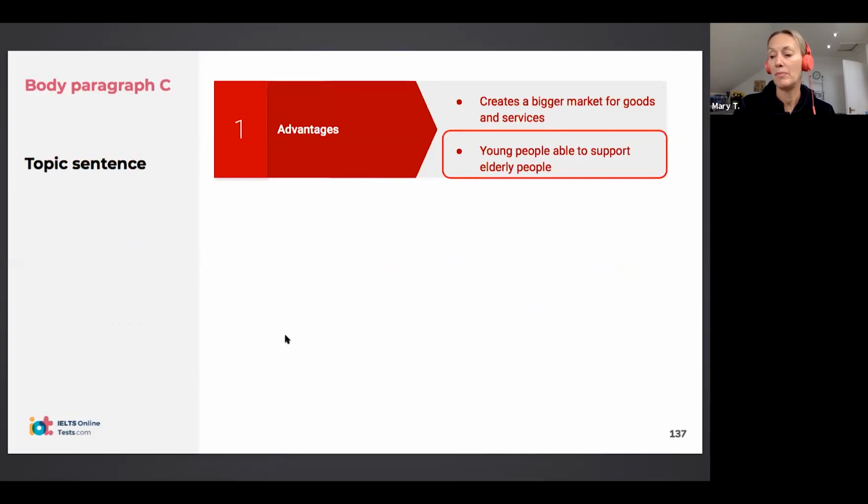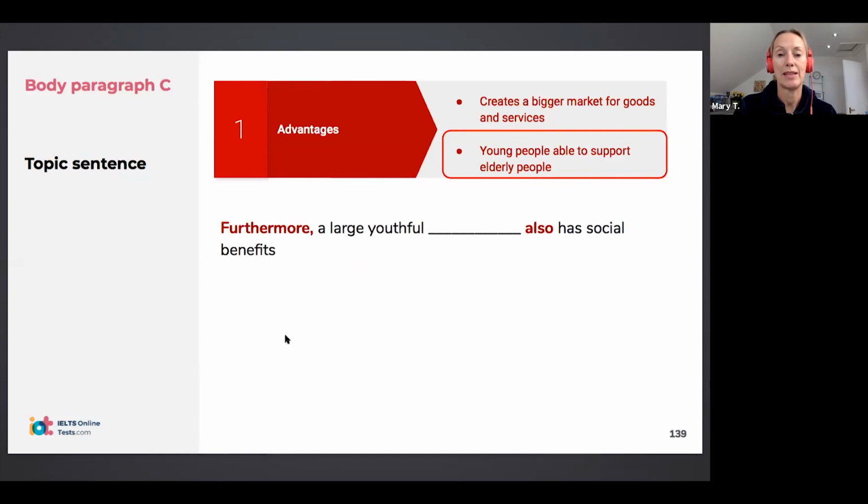Okay, and then body paragraph C. So the same structure. Because you're adding another advantage, you can use an expression for adding a conjunction. So furthermore, can you think of any others? Instead of furthermore. Moreover, that's right. In addition, good. Yeah, additionally, yeah, all those make sense there.